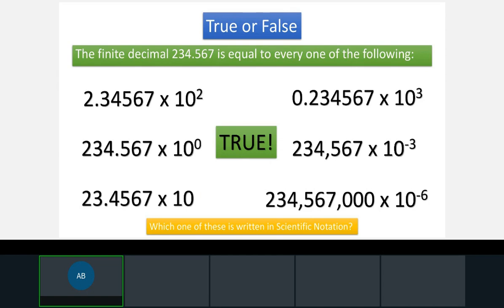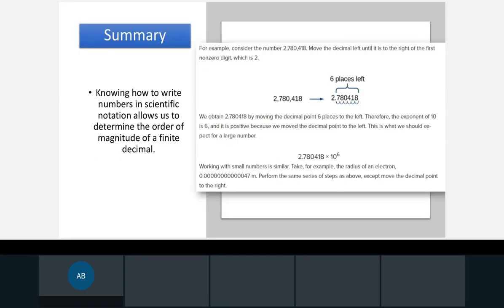And then we would discuss how that was true, and then have the students identify which one of those was written in scientific notation, just to kind of lap back to what we've been doing with scientific notation. We'd go over what we did today in class, just knowing how to write numbers in scientific notation, why it's important that we do that. It allows us to determine the order of magnitude of a finite decimal.